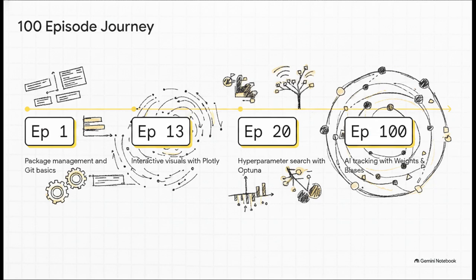Every single step in this journey has been carefully built right on top of what came before it. We went from package management and Git basics, to interactive data visualizations with Plotly, to automating hyperparameter search with Optuna, all the way to unified AI tracking today with Weights and Biases. Each and every concept links together perfectly to form one truly complete picture of modern Python tooling.